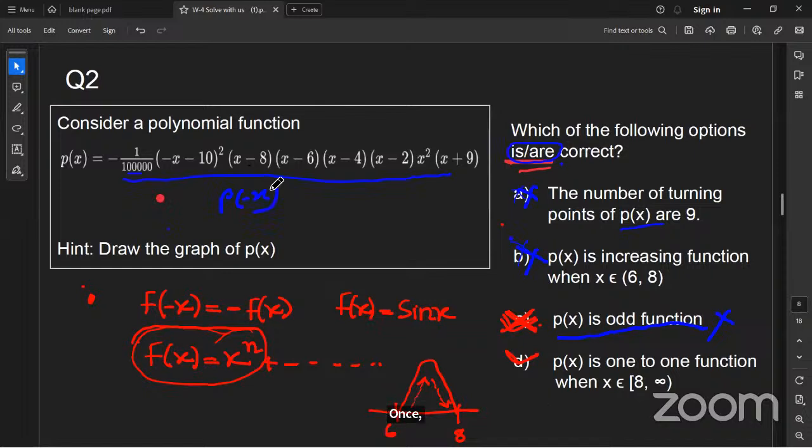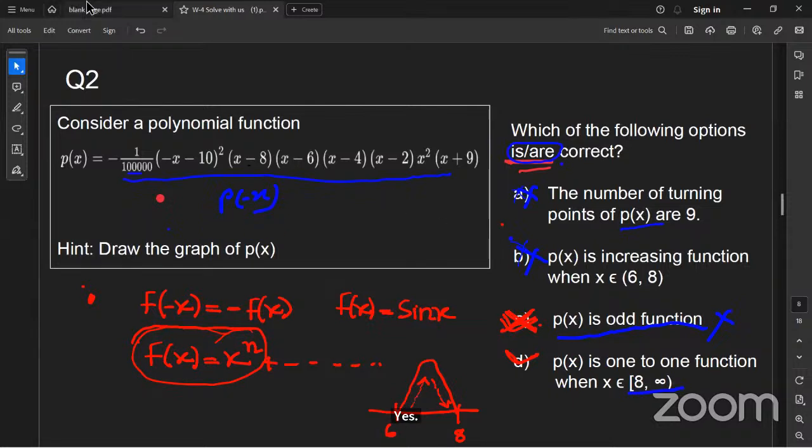Are you able to see now? Yes, sir. Okay, so what is the last option? The last option is saying px is a one-one onto function when x belongs to 8 to infinity, right?